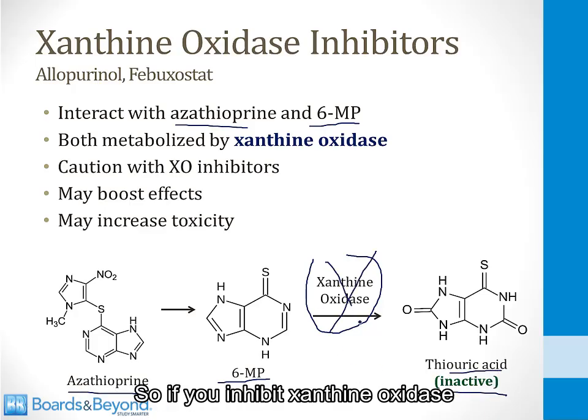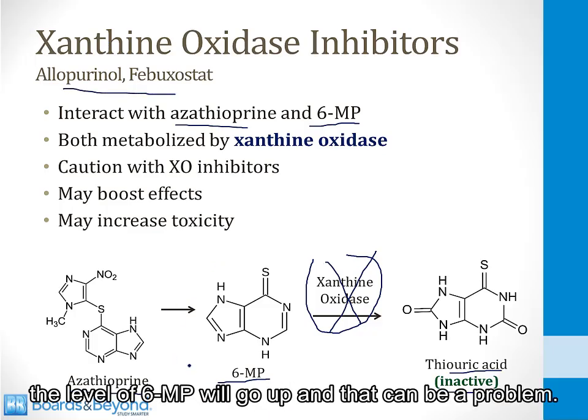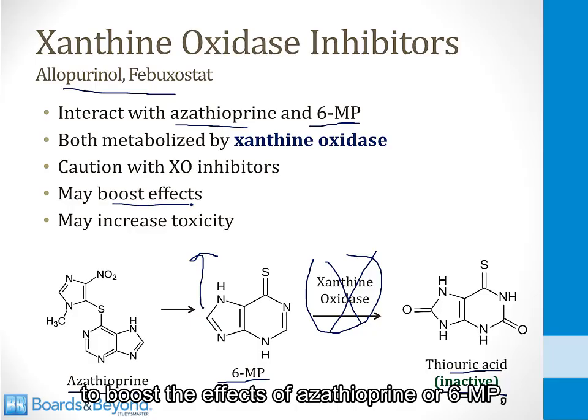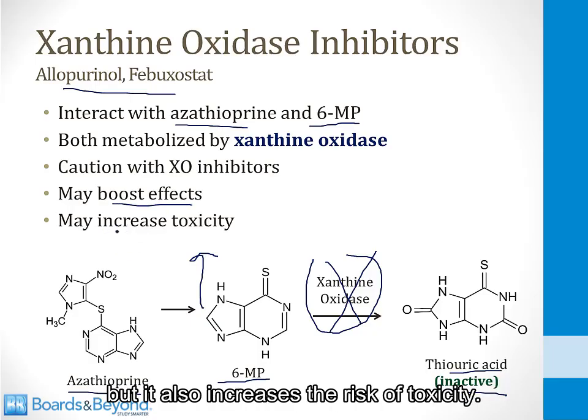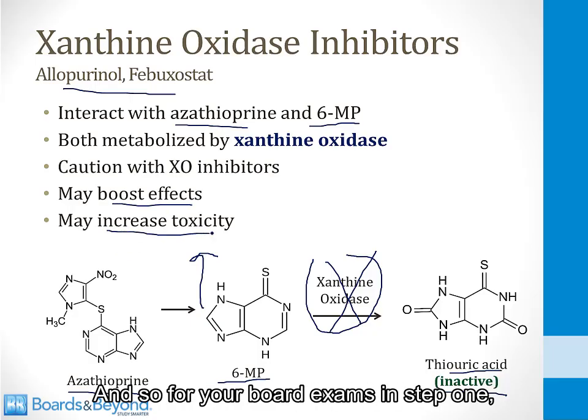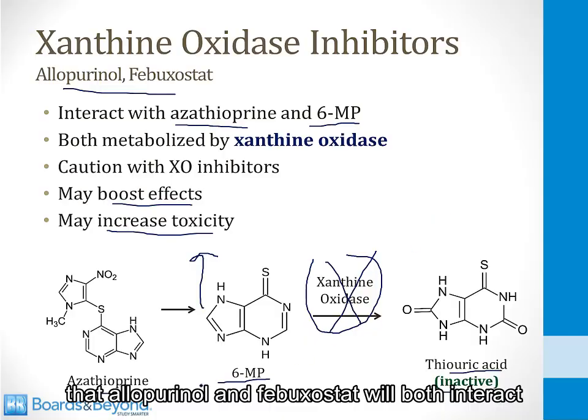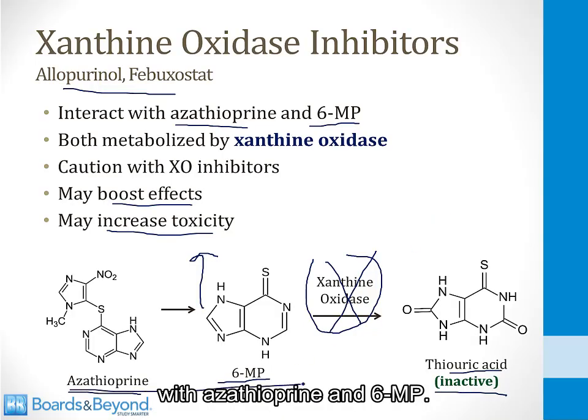So if you inhibit xanthine oxidase with allopurinol or febuxostat, the level of 6-MP will go up, and that can be a problem. Sometimes this is done on purpose to boost the effects of azathioprine or 6-MP, but it also increases the risk of toxicity. And so for your board exams on step 1, they're going to want you to know that allopurinol and febuxostat will both interact with azathioprine and 6-MP.